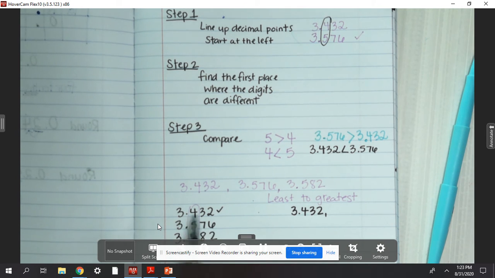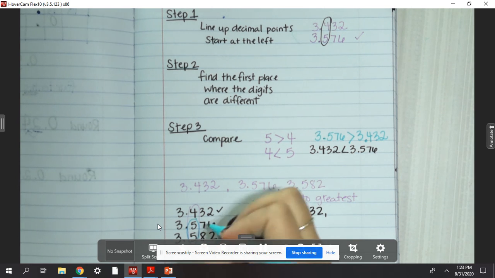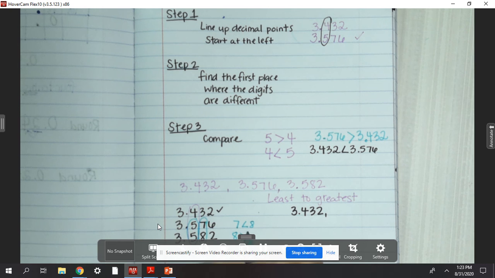Now I'm going to compare these two. So now I'm finished with that one. So now I'm only looking at these two numbers here. Since these are the same, I can't compare them. So now I'm going to look at the next place. So when I look here, can I compare these now? I can. So I'm looking at 7 and 8. And what can I write to make these statements true? 7 is less than 8, or 8 is greater than 7.